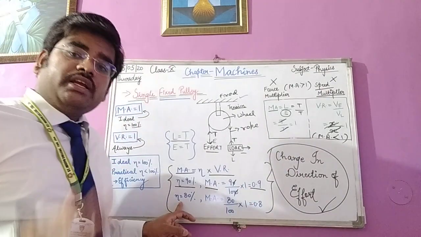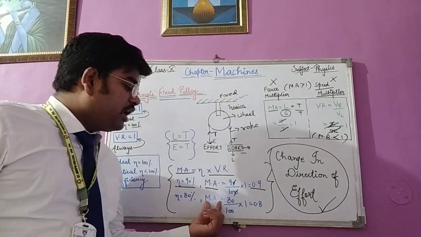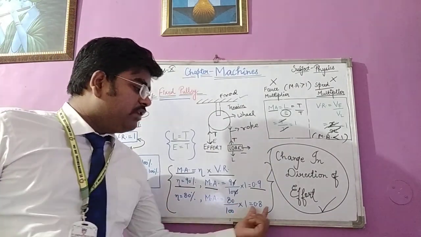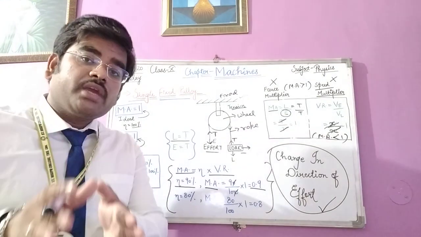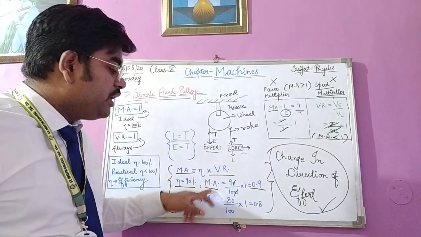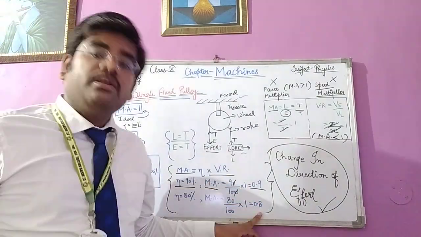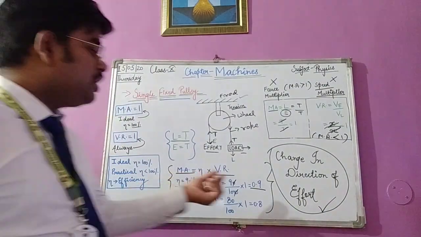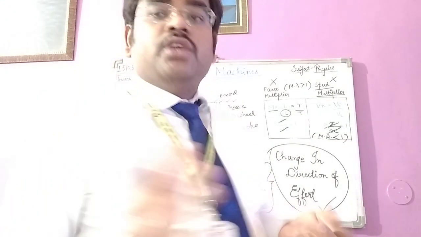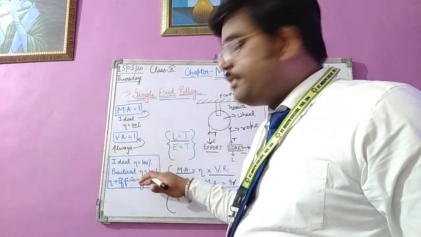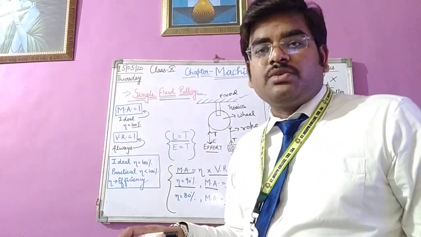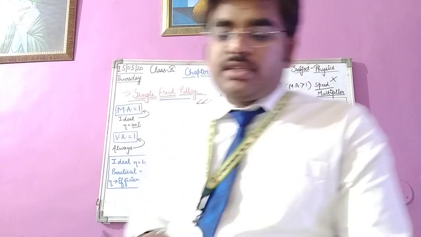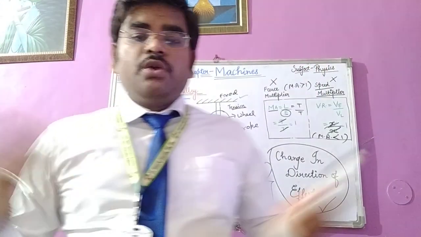And if we take 80% efficiency, the mechanical advantage will be 80 by 100, that will give you 0.8. So here you can see that the mechanical advantage which you are getting is lesser than 1. Okay, that means lesser than 1. So यहाँ पे आपके पास क्या है, इसकी 100% efficiency नहीं होगी. This one is not having 100% efficiency. So that is your single fixed pulley.